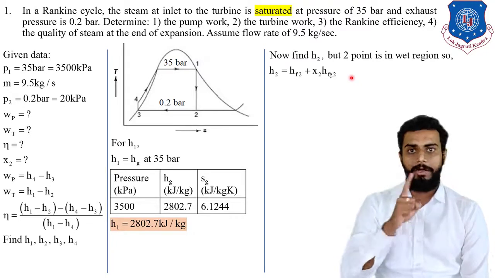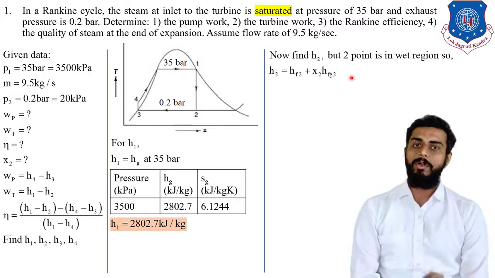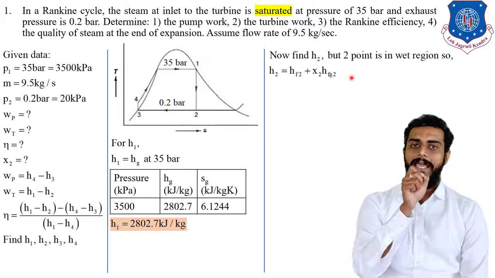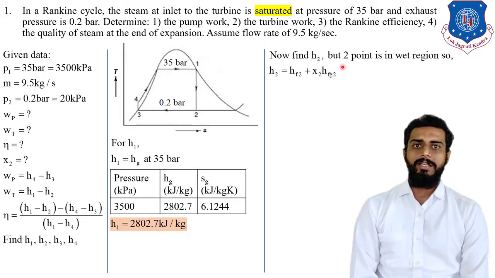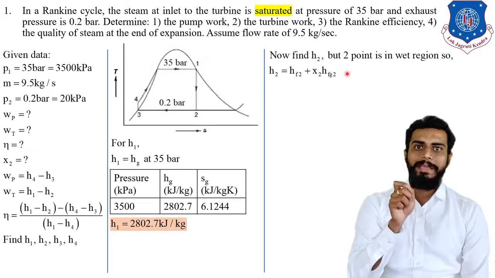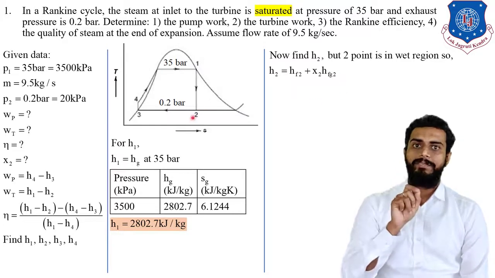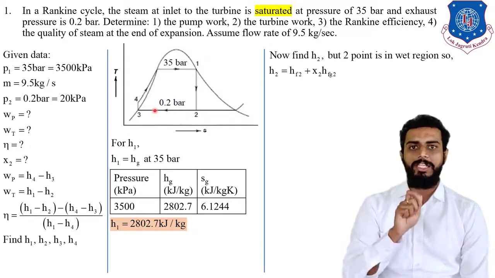Enthalpy of wet steam, I have already discussed that in previous sessions. Remember that. So according to that, you need HF2, X, and HFG2. Right? Now here, students, it is interesting to know that point number 2 is at which pressure? Observe the TS diagram.